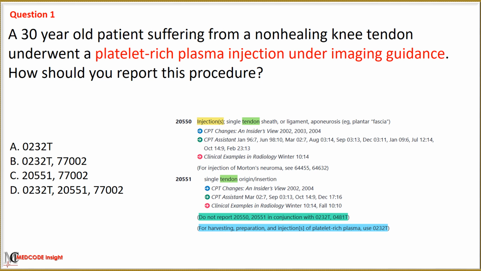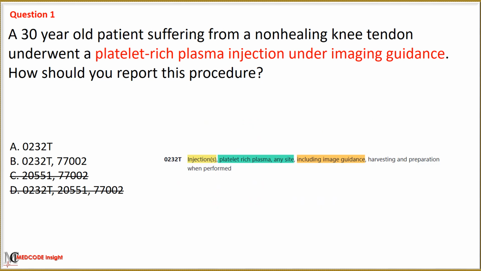We will also eliminate option C as it uses code 20551, which is used for the injection into the origin or insertion site of the tendon to relieve pain. In both option A and B, code 0232T is used for injections of platelet-rich plasma any site, including image guidance, harvesting, and preparation when performed. Since image guidance is included as part of the procedure, we do not need to code it separately. Therefore, our correct option is option A, which uses code 0232T.